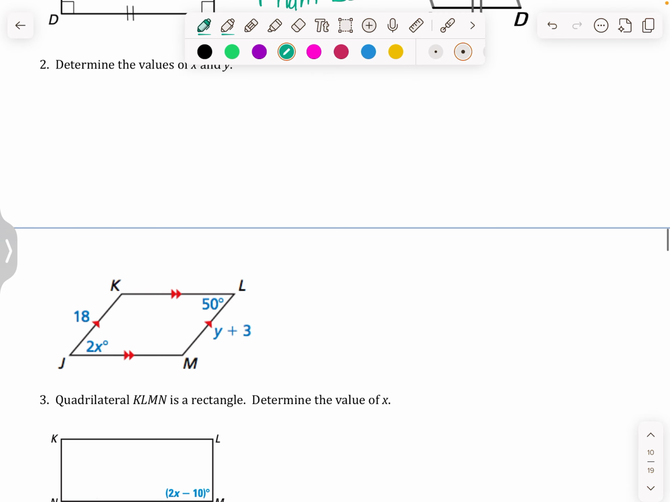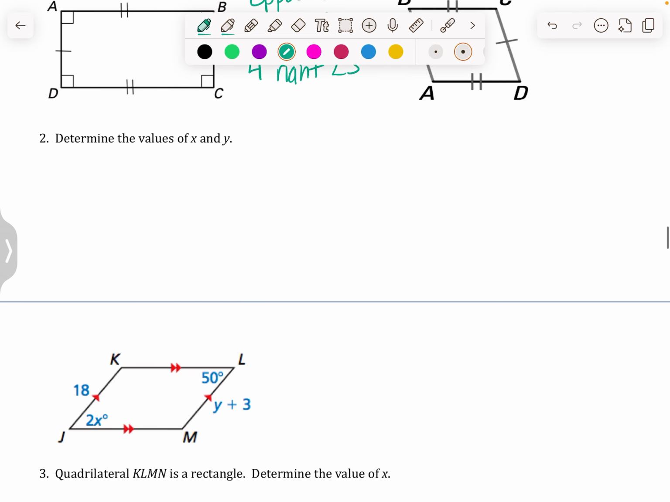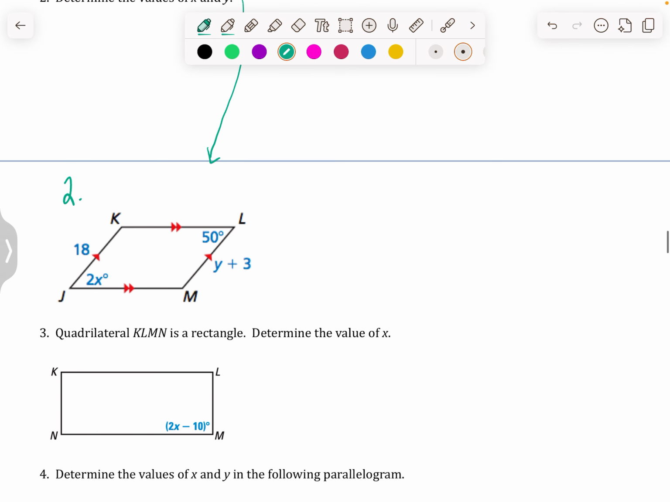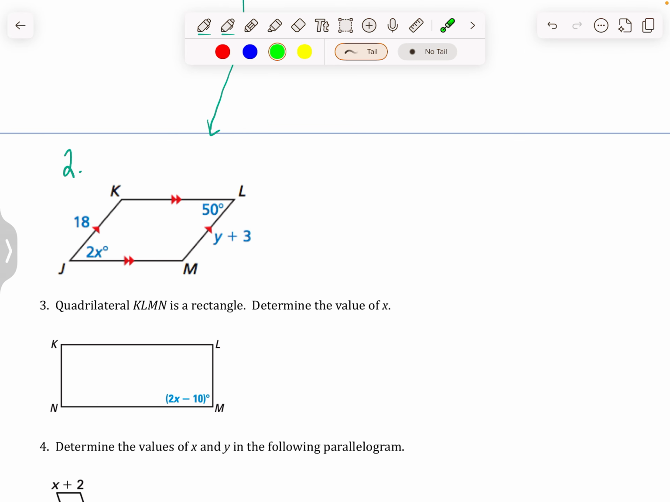All right, determining the values of x and y. I think it's off just a little bit when I printed this, so hopefully your packet is printed correctly, but these directions are supposed to go down here. All right, so I have a parallelogram. I can see that these are marked as parallel and these are marked as parallel.